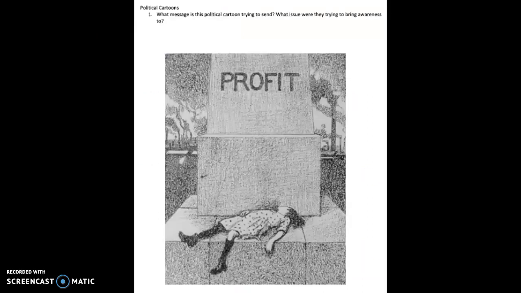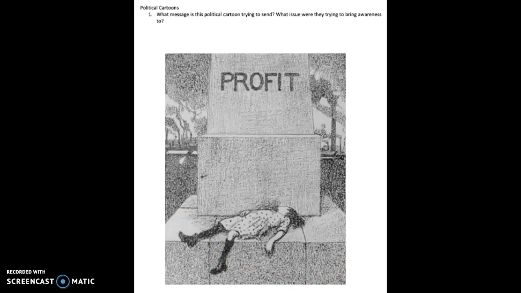Now that we're done reviewing, the next thing you're going to do is open the political cartoons document in today's folder and send it to Schoology. This is one of the first images, and ultimately what you're going to do is identify the message they're trying to send, because political cartoons are meant to draw attention to an issue and then send some kind of message about that issue. So you're going to identify what's the message and what's the issue that they're trying to bring awareness to.